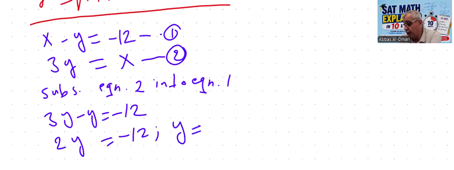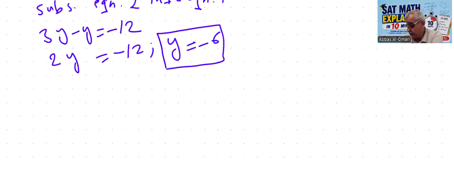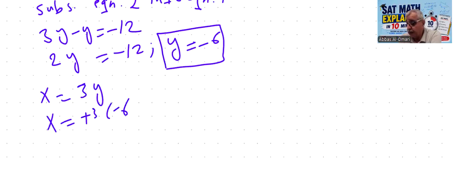So we have the value of Y equals minus 6. Then X equals 3Y, so X equals 3 times minus 6, which equals minus 18. So we have X equals minus 18 and Y equals minus 6. This is the solution.